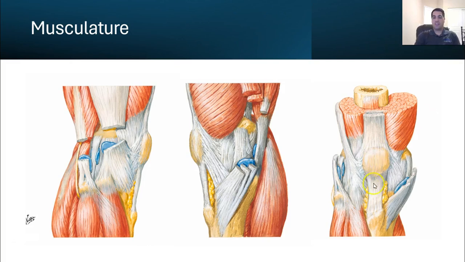Obviously, you can fracture the patella as well. Not super common, but normally it's some sort of blunt force trauma to the front of the knee. So just something to keep in mind moving forward. I think that is everything I want to cover with the knee in general.